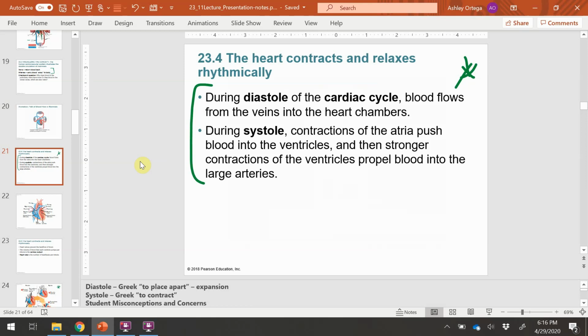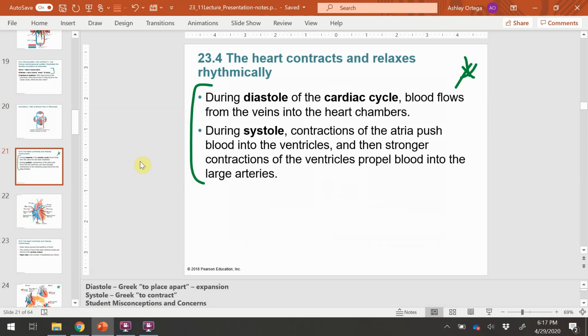And so the relaxation phase of the heart is called diastole. It is a Greek word that means to place apart or expansion. So expanding the region is going to be relaxing. And so during diastole, the chamber of the heart is going to relax and blood will come into that chamber.